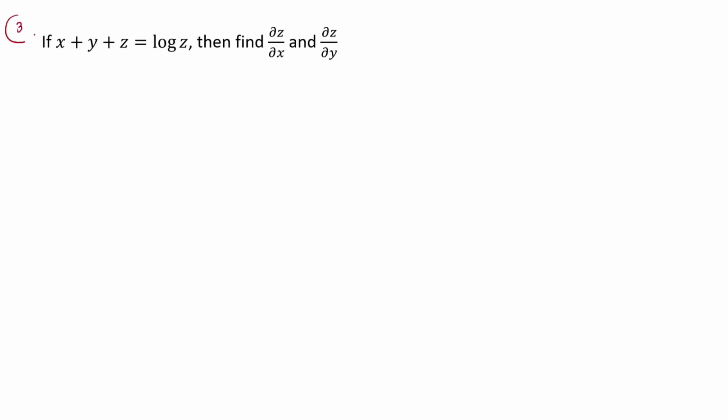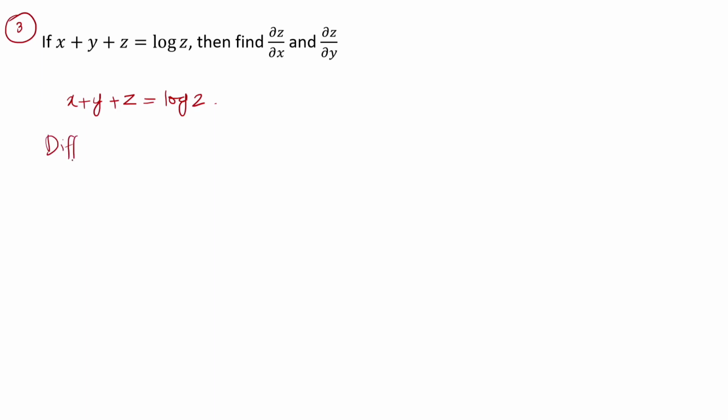Suppose we have x + y + z = log z. Find ∂z/∂x and ∂z/∂y. Here the function is given in an implicit form like this. We cannot find the value of z separately from this easily. So we'll differentiate it with respect to x.